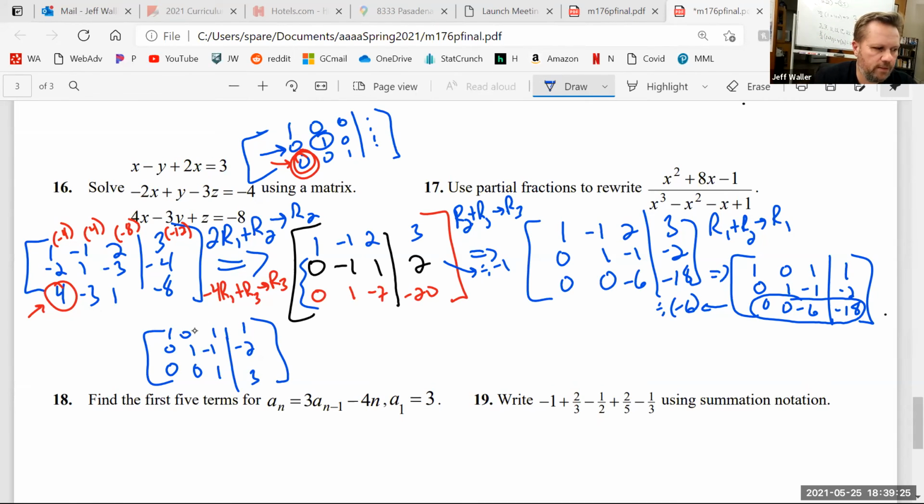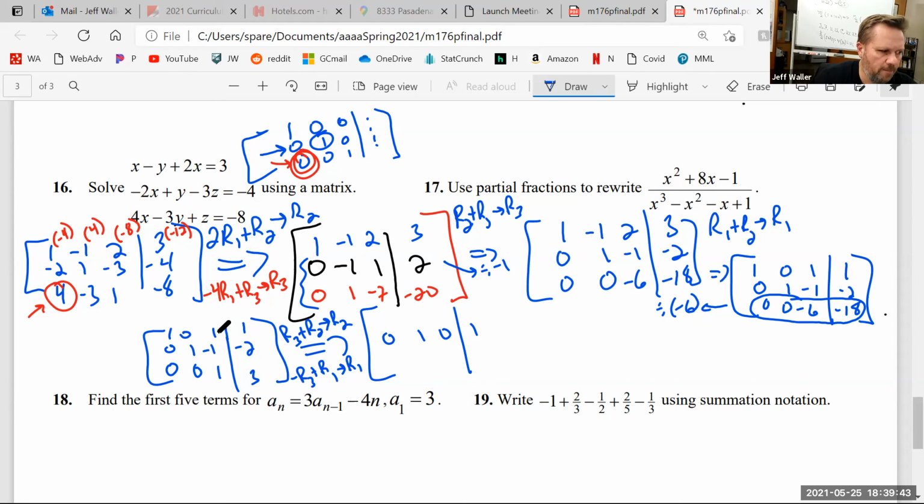All right, so let's see. If I want to finish this out real quick, I would do row 3 plus row 2 to row 2. So that would be 0, 1, 0, 1. And then I could do negative row 3 plus row 1, to kill that 1 there. 1, 0, 0. So this would be -3 plus 1 is -2. So what's my answer now?